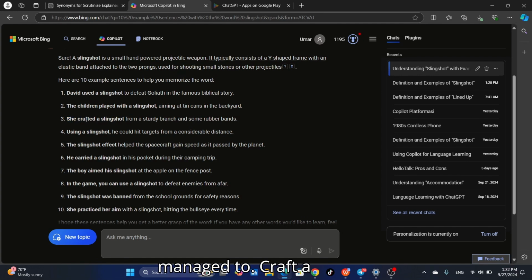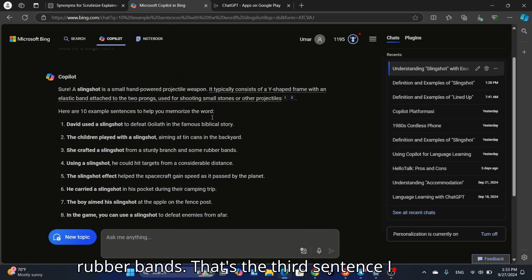She managed to craft a slingshot out of sturdy branch and some rubber bands. This is one sentence I made. Second sentence. The sturdy branch and some rubber bands were very useful in crafting our slingshot. I want to have my personal slingshot, so I will go into the forest, look for some sturdy branch, and find some rubber bands. That's the third sentence I made.